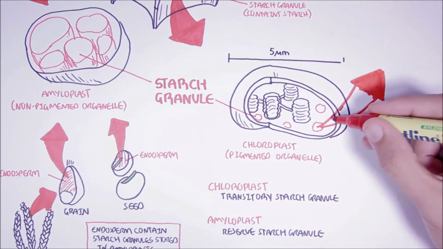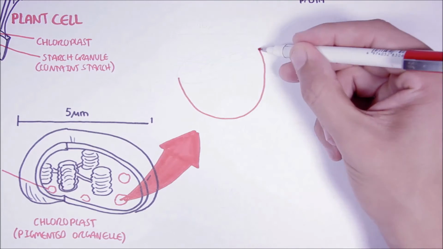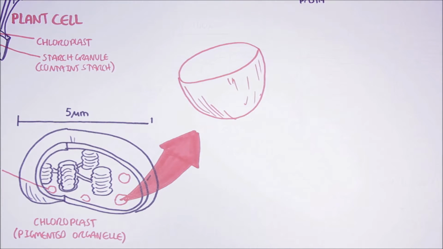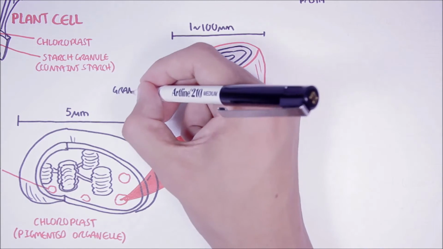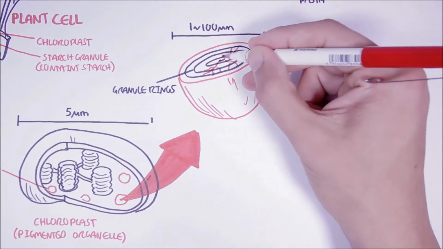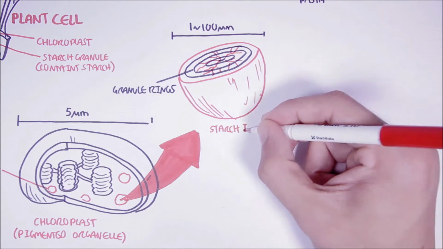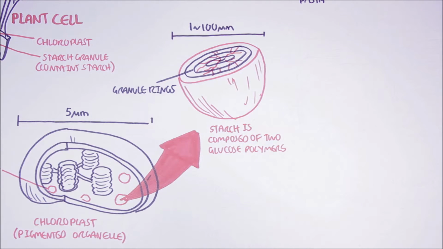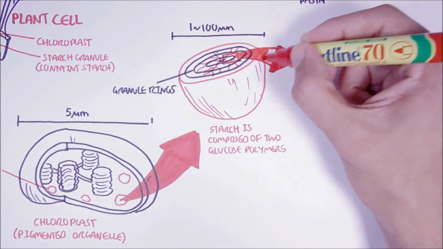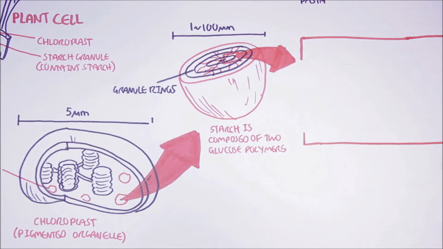Let us zoom in on a cross-section of a starch granule and focus more on it. The starch granule can vary in size from 1 micrometer to 100 micrometers, depending on the plant. Starch granules contain granule rings. Now, running through these granule rings, we find glucose polymers. Starch is made up of two specific glucose polymers. Let's zoom into this section of the granule to learn a bit more about them.